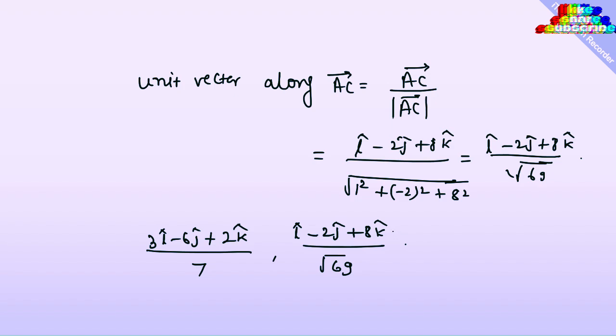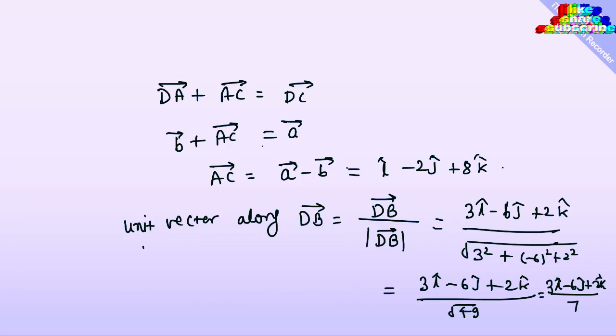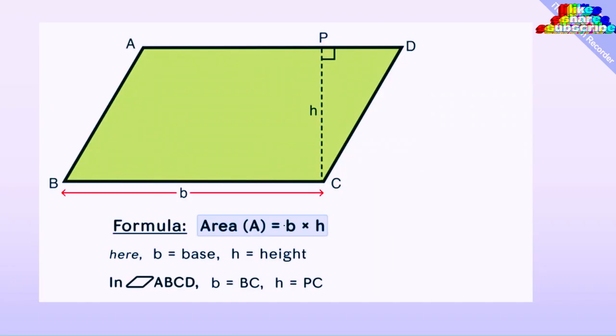Now let's move on to the other part of this problem. We have to find out the area of this parallelogram using vector methods. First of all, recall that the area of a parallelogram is base into height. You can see in this picture, the base is BC and the height is H here. So B into H is the area of this parallelogram.